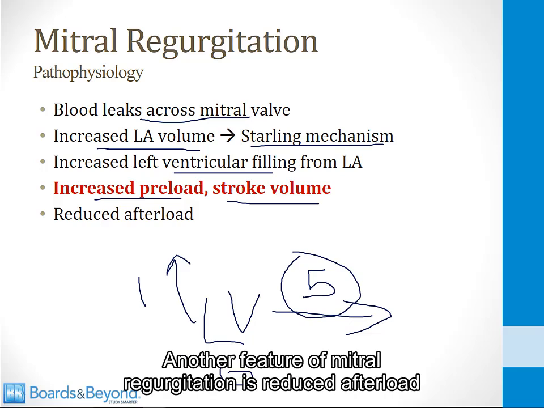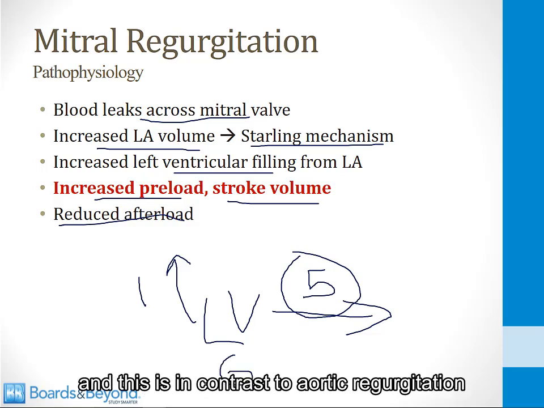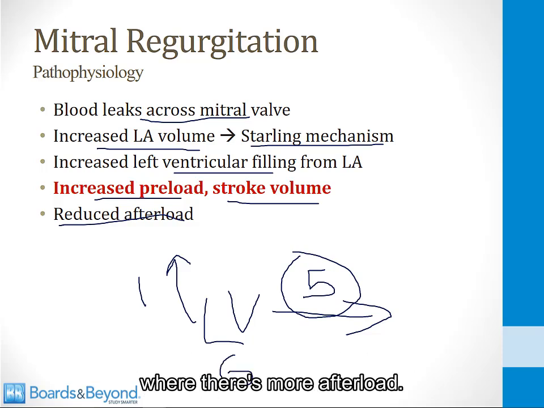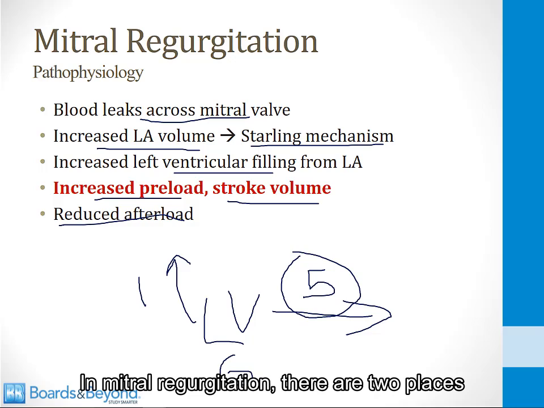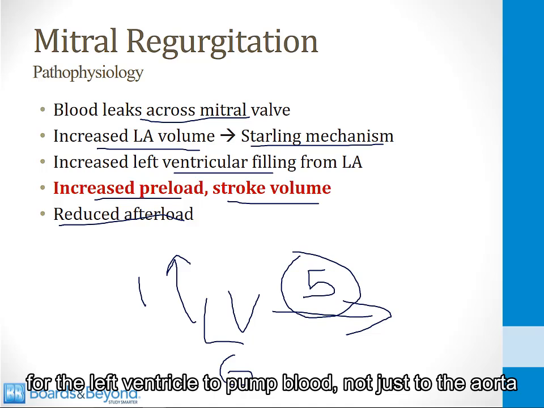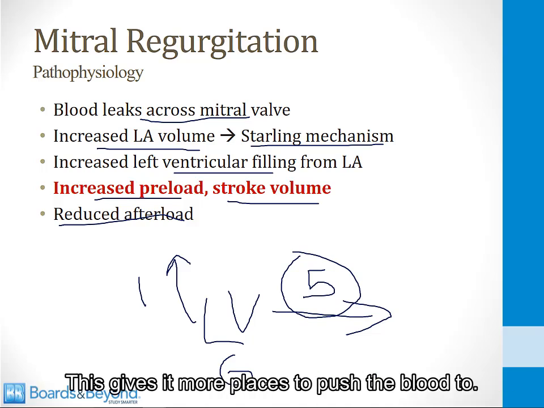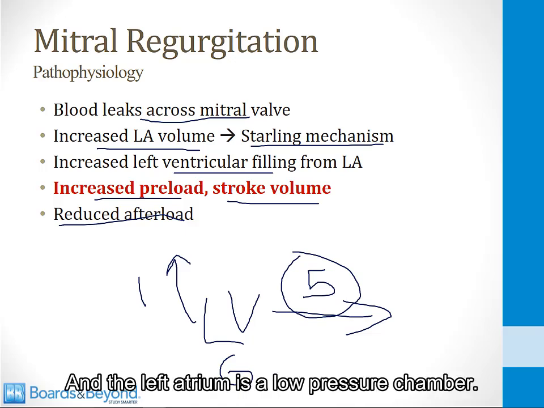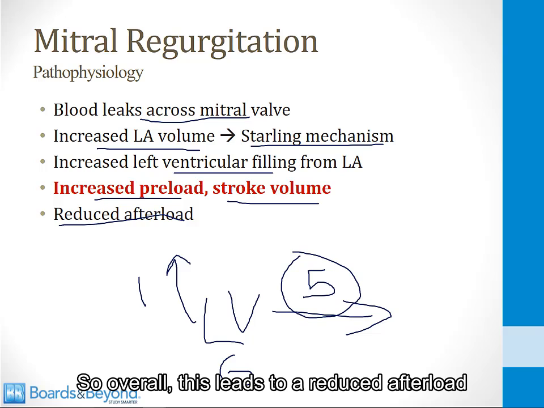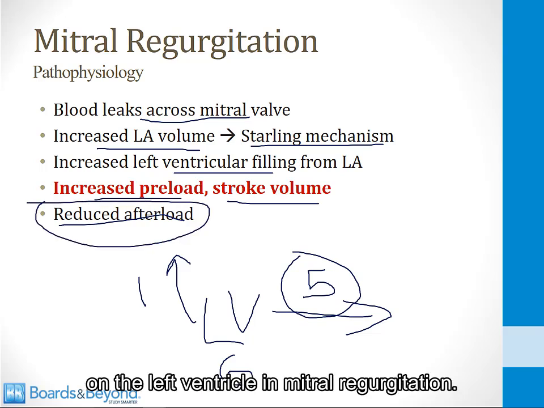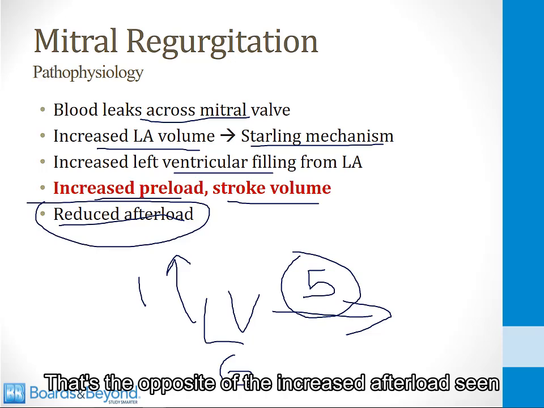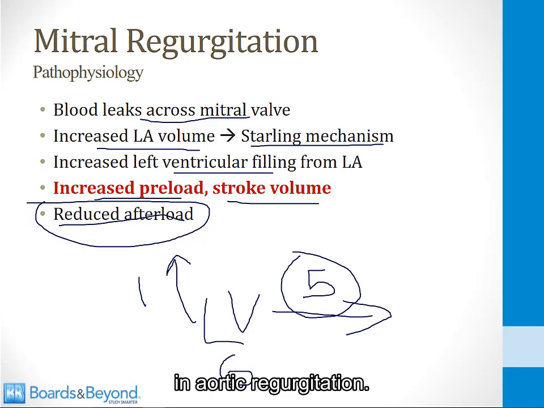Another feature of mitral regurgitation is reduced afterload, and this is in contrast to aortic regurgitation where there's more afterload. In mitral regurgitation, there are 2 places for the left ventricle to pump blood, not just to the aorta, but also backwards to the left atrium. This gives it more places to push the blood to, and the left atrium is a low pressure chamber, so overall this leads to a reduced afterload on the left ventricle in mitral regurgitation. That's the opposite of the increased afterload seen in aortic regurgitation.